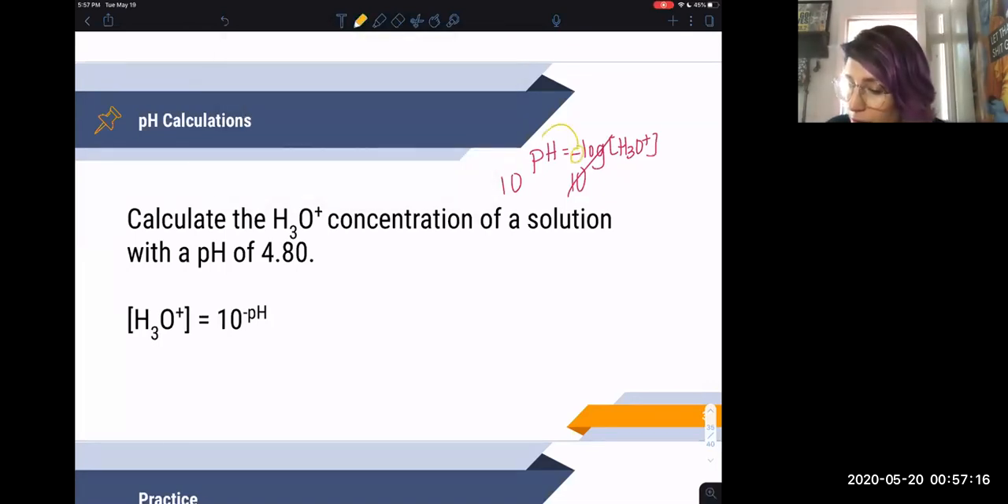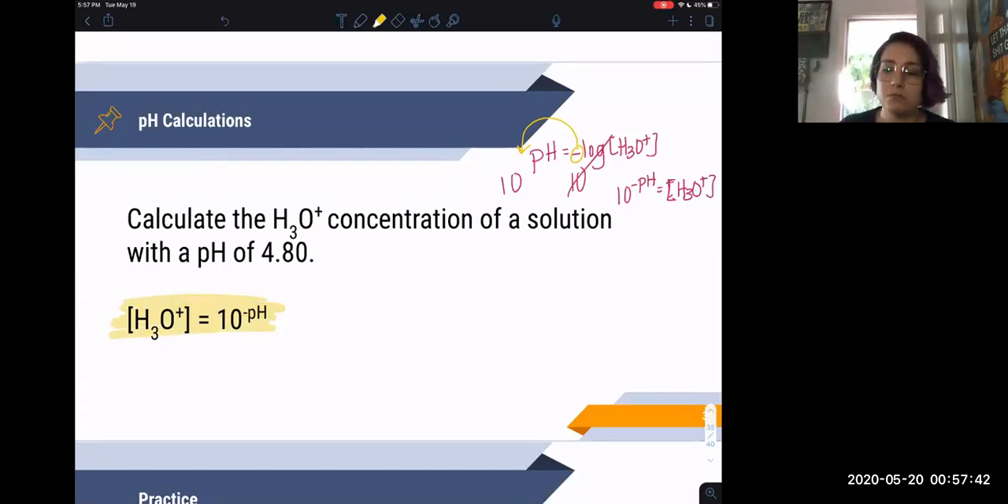Take this little negative. We're going to move it right here. I'm trying to draw something that looks decent. Okay. So when I move this around, I get 10 to the negative pH is equal to my hydronium. That's how we get out of a log. You raise everything to base 10. Okay, and then we have to deal with that little negative sign. But guess what? I give this to you on the back of the periodic table. You don't have to memorize it. I give it to you.